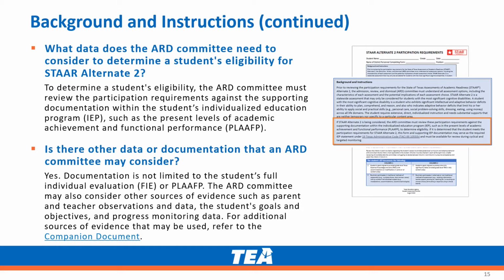Prior to Step 1 of the STAAR Alternate 2 participation requirements, the ARD committee must first understand all assessment options, including characteristics of each assessment choice and the potential implications of each assessment choice. If STAAR Alternate 2 is being considered, the ARD committee must review the participation requirements against the supporting documentation within the student's IEP, such as present level of academic achievement and functional performance, the PLAF, to determine eligibility.